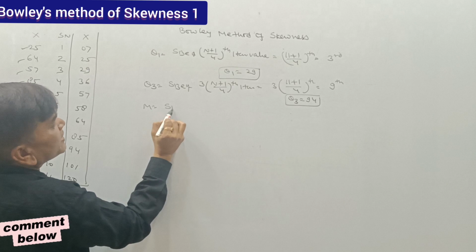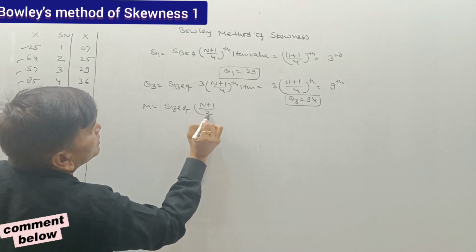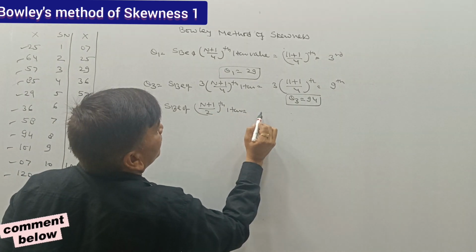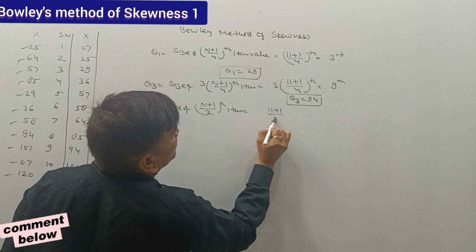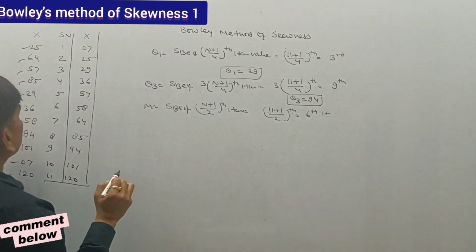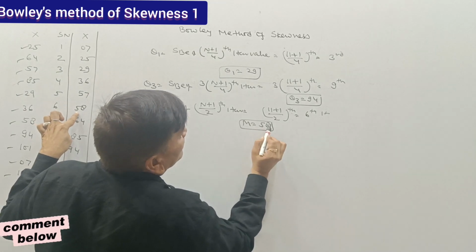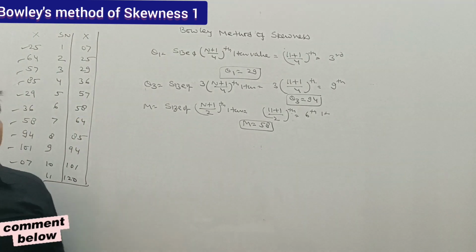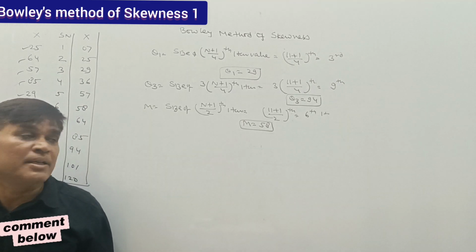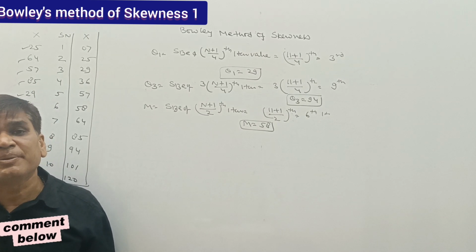M is equal to the size of (n plus 1) upon 2nd item, that is 11 plus 1 upon 2, the 6th item. The 6th item is 58. So the value of M is 58. All three values we have calculated. The Q1 value is 29, the Q3 value is 94 and the median value is 58.